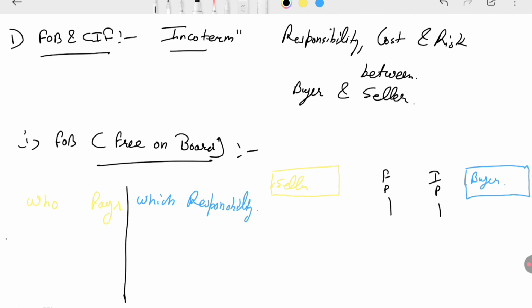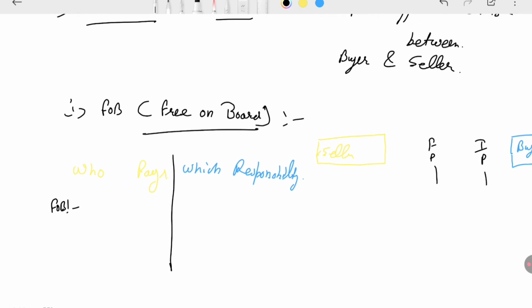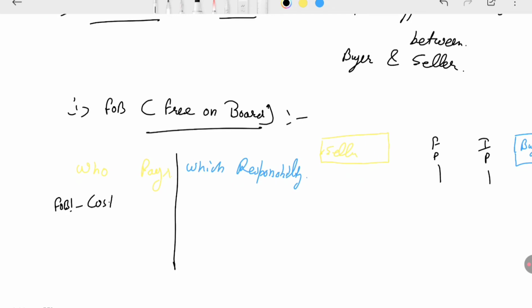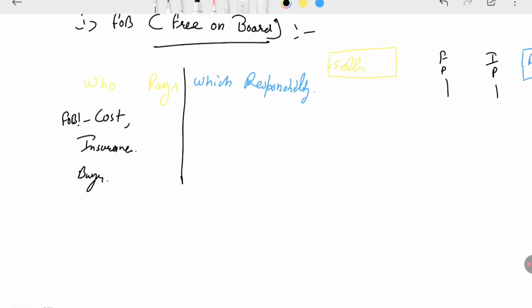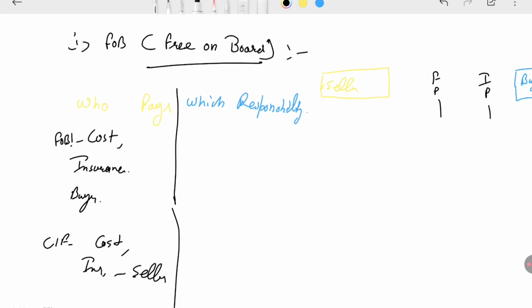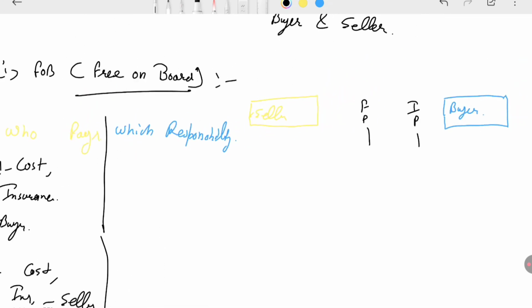Now, suppose your invoice is FOB. Then who pays the cost and the insurance? It is paid by your buyer. The cost and insurance are paid by the buyer side in the FOB case. On the other hand, if your invoice is CIF, then the cost, insurance and freight are paid by your seller. The CIF full form is cost, insurance and freight.